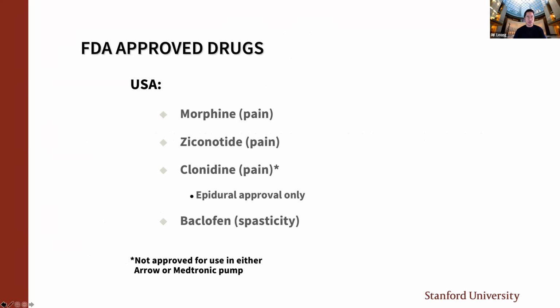The FDA approved drugs, and I need to make sure that I stay on topic here, is that there are really two drugs for intrathecal delivery that are FDA approved currently: morphine and a medicine called ziconotide that I'll talk to you about in a minute. And then clonidine is really specified for epidural use, and baclofen is for spinal cord injury spasm pain or multiple sclerosis spasm type pain.